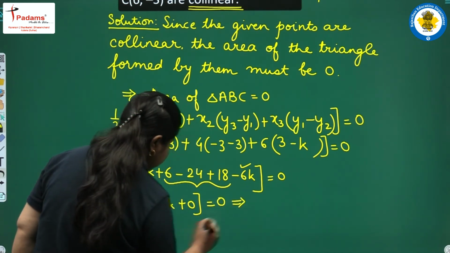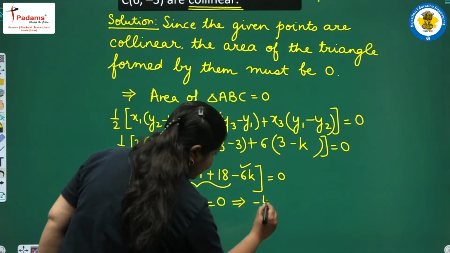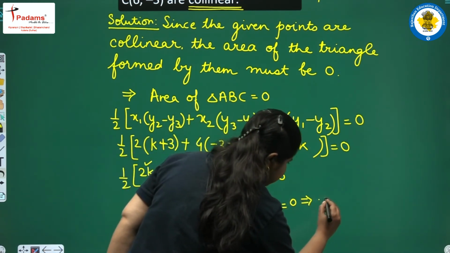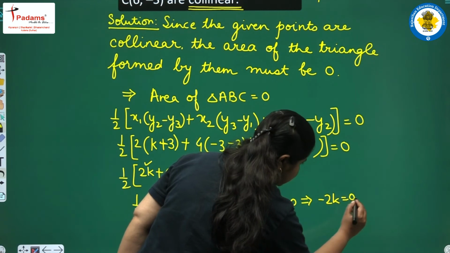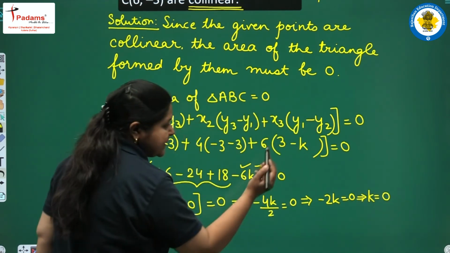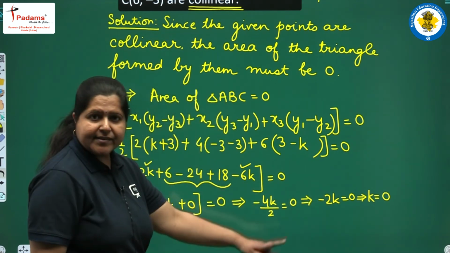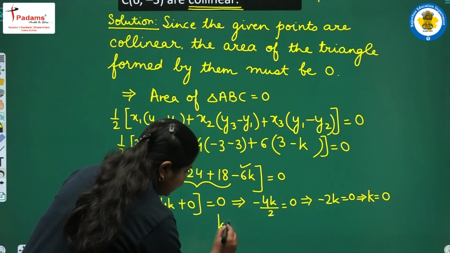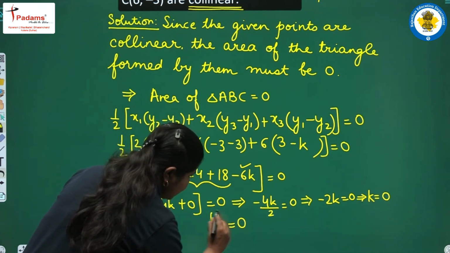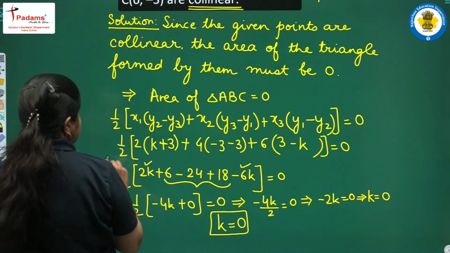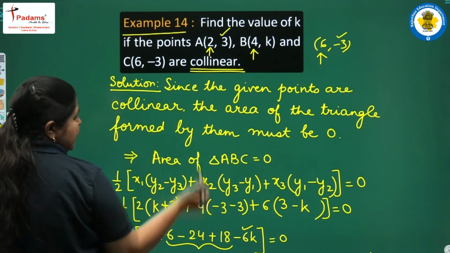This implies that -4k upon 2 is equal to 0. This further implies -2k is equal to 0. This further implies k is equal to 0 because if we take -2 to the RHS in the division part, again it will be 0. तो यहाँ से हमें k की वैल्यू मिल रही है equal to 0 और यही तो हमसे पूछा था कि find the value of k. तो हमने यहाँ k की वैल्यू बता दी है.